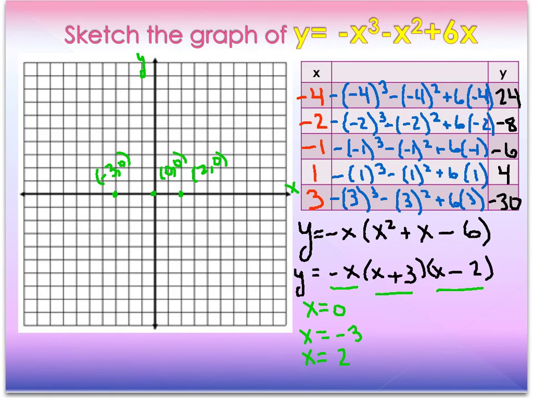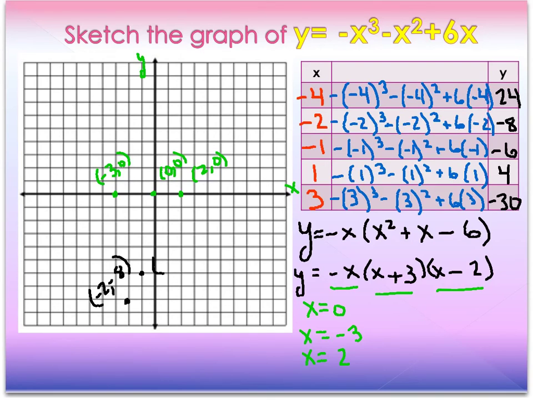So now that we have our additional points, yes, the point -4, 24 is off our graph, but at least we know -4, 24 should be up here somewhere, which is exactly what we thought. We should be starting up on the left, and then 3, -30 is down here. So we should be starting up and going down. So going ahead and plotting the points that we found in our table, -2, -8, we have -1, -6.